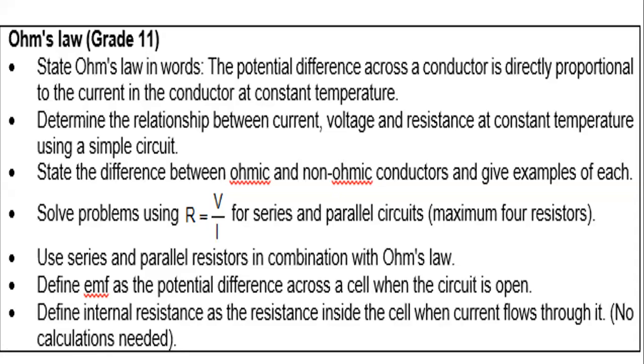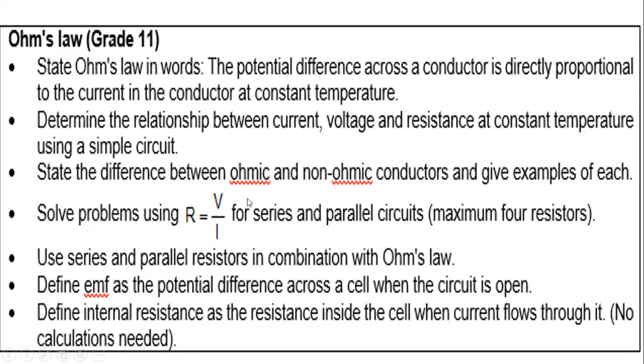If we just look at the examination guidelines, remember, we must be able to state Ohm's law in words. And we know that by now: the potential difference across a conductor is directly proportional to the current in the conductor at constant temperature. And then we must be able to determine the relationship between current, voltage, as well as resistance when the temperature is constant. So what happens to the current if the voltage is increased or the voltage is decreased, and so on. And we must know the difference between ohmic and non-ohmic conductors and give examples of each. We talked about that yesterday.